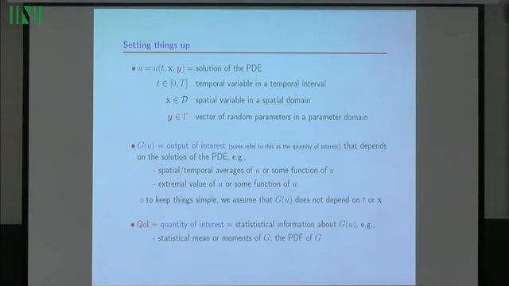The output of interest depends on the solution of the PDE, like spatial temporal averages of the solution, or extremal values of the solution. To keep things simple, I'll assume that G processes the solution U so that the output of interest doesn't depend on x and t. That just simplifies the presentation. And to me, a quantity of interest is not the output of interest, but is statistical information about the output of interest. We are rarely, or almost never, really interested in individual realizations of the solution of the PDE. We're interested in statistical information.